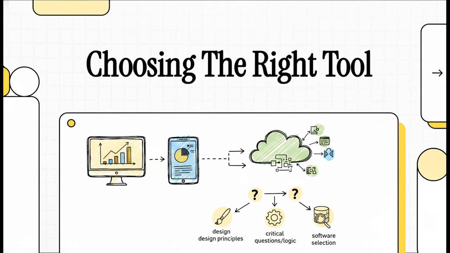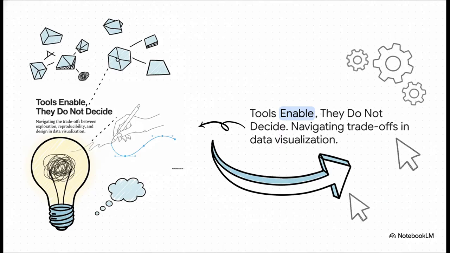All right, welcome everyone. So far, we've talked a lot about the principles of good design, but today we're getting practical. We're going to tackle a huge question for any data storyteller. How do you actually choose the right software for the job? So let's kick things off with the single most important rule, the one thing you have to remember. A great visualization comes from a great idea, not from some super expensive, fancy piece of software. Your tools, they're there to help you, to enable your vision, but they do not decide it.